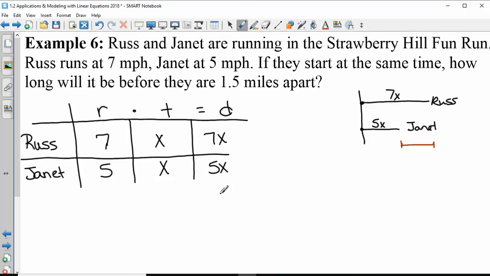There are a couple ways for how you might set this up, but what I'm going to do is subtract. If I want to find out how far apart they are, since they were going the same direction, I can take how far he traveled minus how far she traveled, and I get their total distance apart of 1.5. So now, solving our equation, we have 2x equals 1.5. Divide by your 2, and x is 0.75.